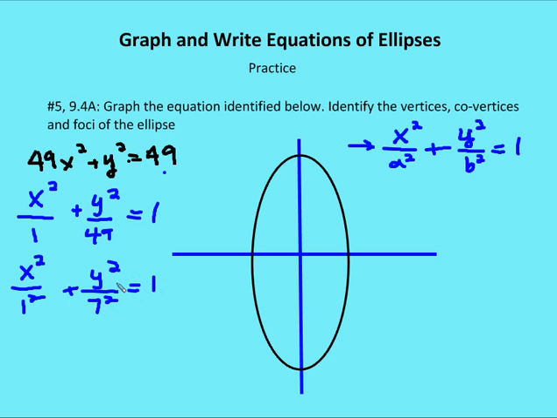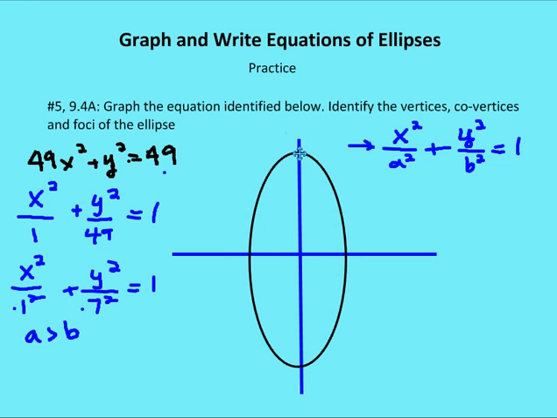Now the way that you identify which value is the a value and which value is the b value is to take a look at the denominators. The a value is going to be greater than the b value for an ellipse. So we know that the a value is underneath the y squared term, and therefore the major axis is going to run vertically through the ellipse. So the orientation of this particular ellipse that we have is correct.